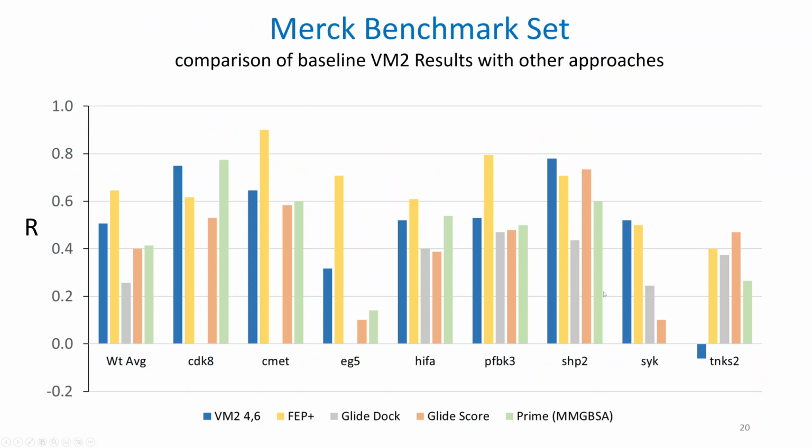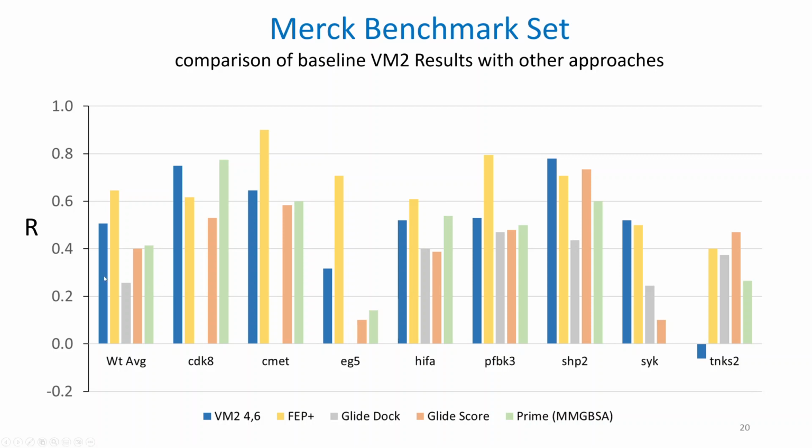This is a summary of the results. We're plotting R, the correlation coefficient, for each conformation calculation or set of calculations. And here you see results, a cluster of columns for each of the different protein targets. Each column is a different method. In dark blue is our VM2 calculation. In yellow is the FEP Plus. Gray is docking with Glide, and this pinkish color is a different way of using the Glide scoring method on the docked poses. And in green is the MMGBSA method in Prime, also a Schrodinger product.